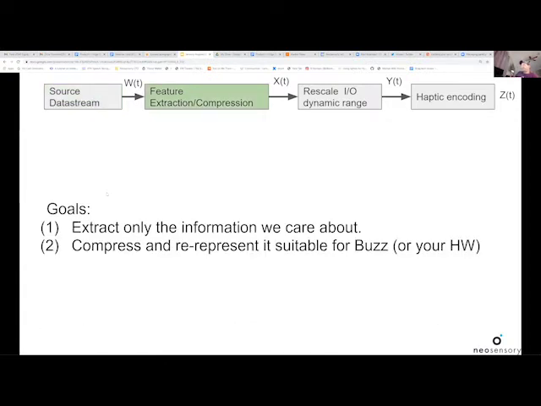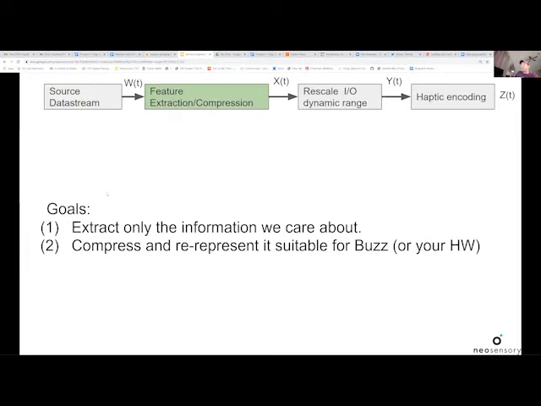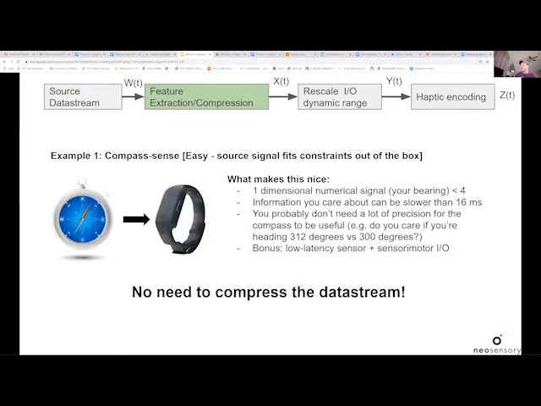All right, so now that we've picked our source information stream, let's get into what we do with that data once we have it. Our goal here is to extract only the information we care about, and compress it into a shape, or a representation, that's suitable for Buzz or your own hardware. We're going to walk through a bunch of examples, talk about some of the challenges you might run into, and I'll give you some starting points for how you might overcome those challenges.